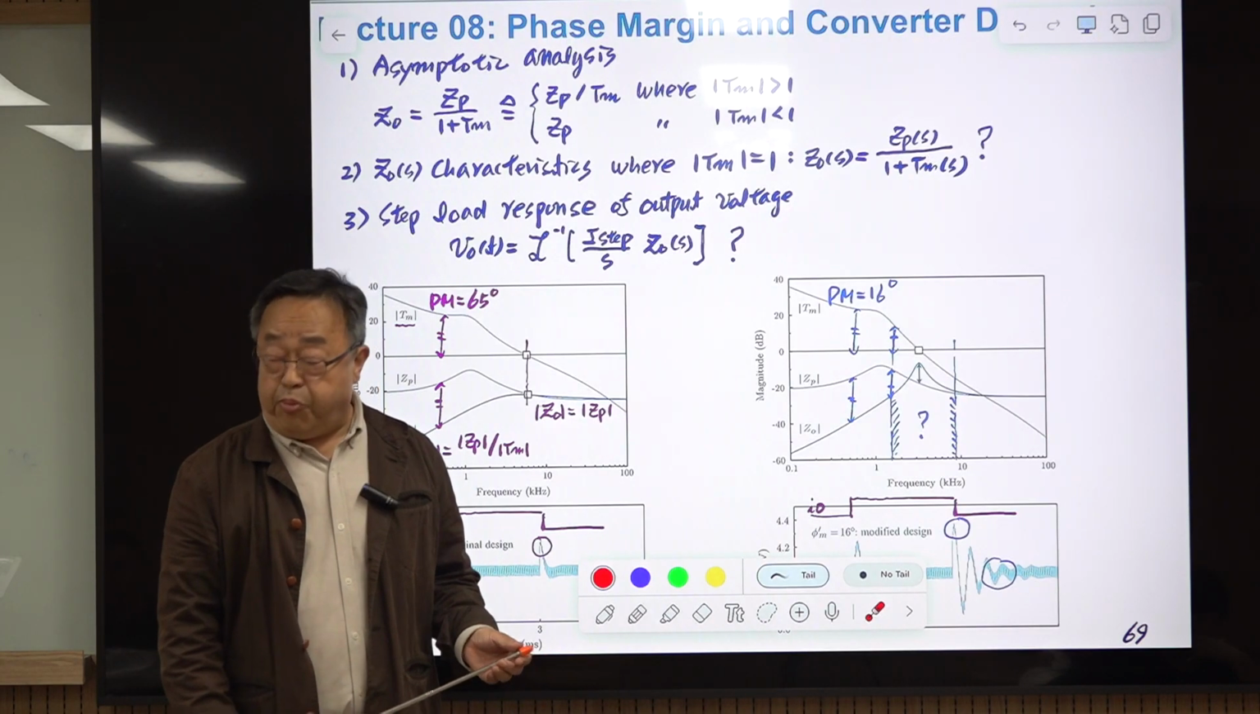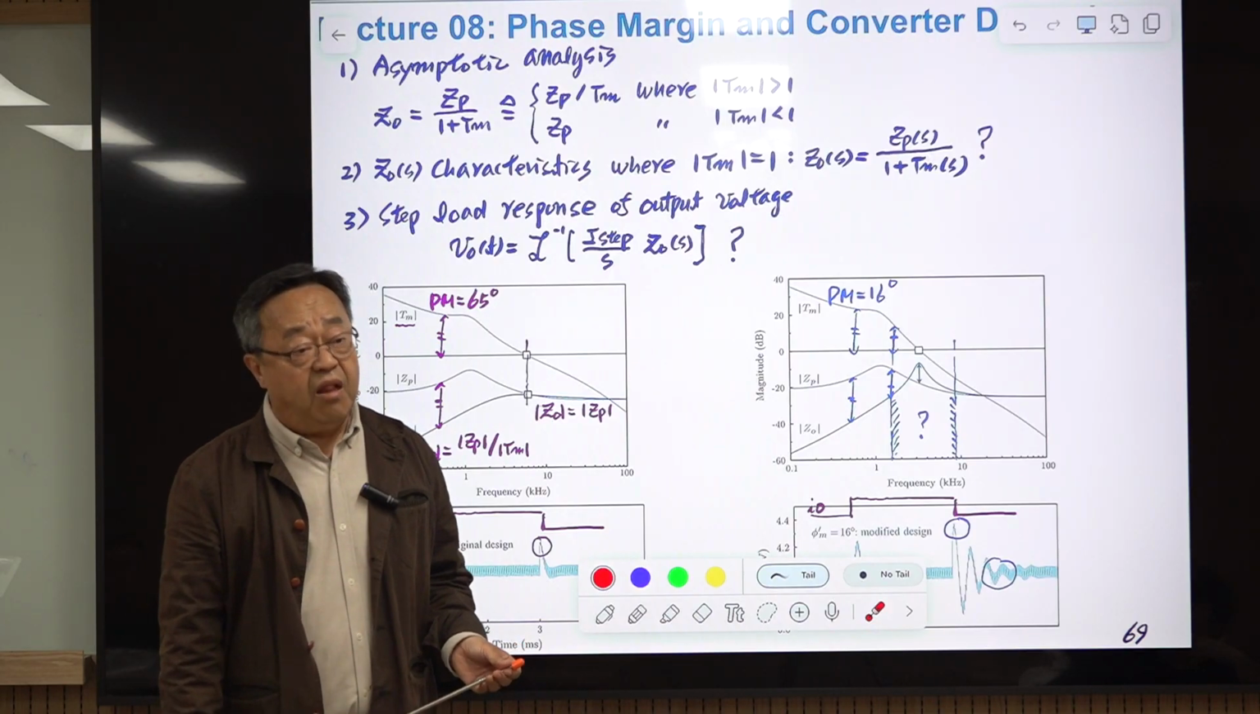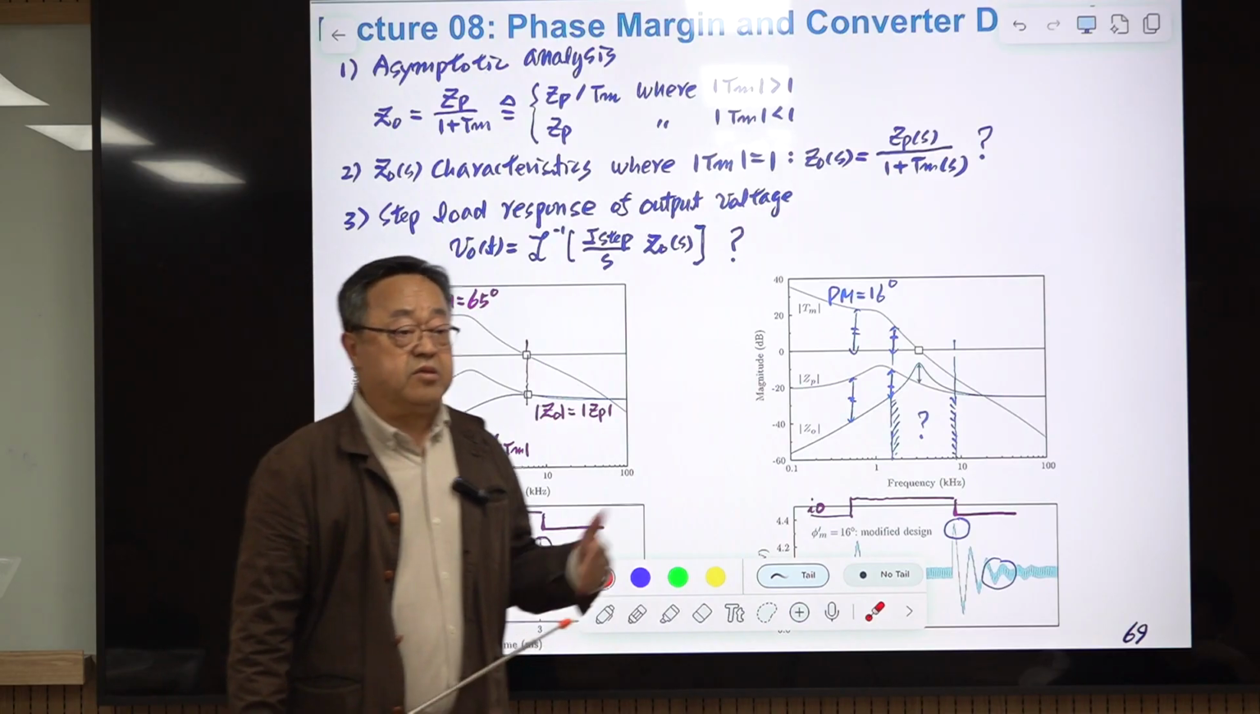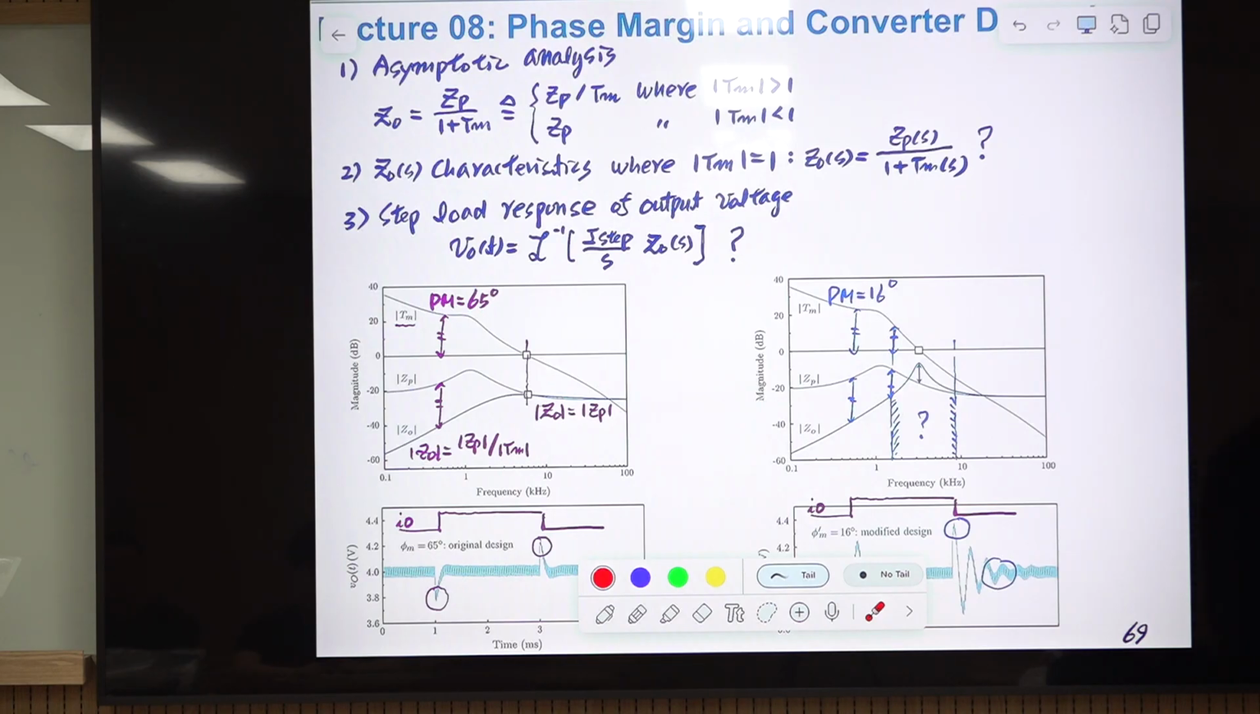Then the problem is what will happen if the phase margin is less than 60 degrees, or something smaller than that, maybe 15 or less than that. That can be a question.